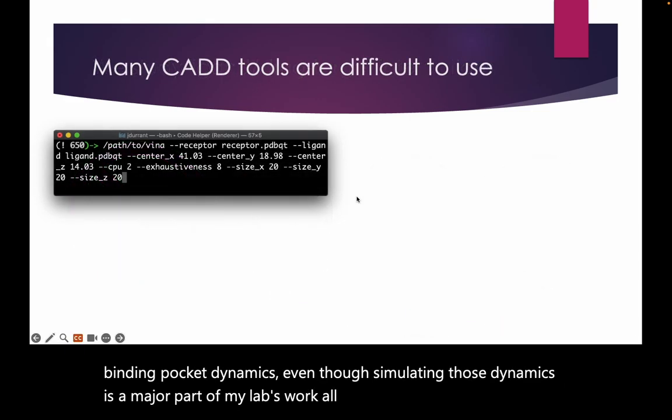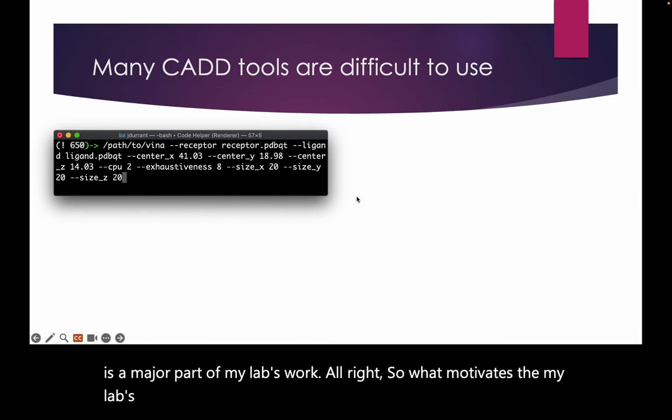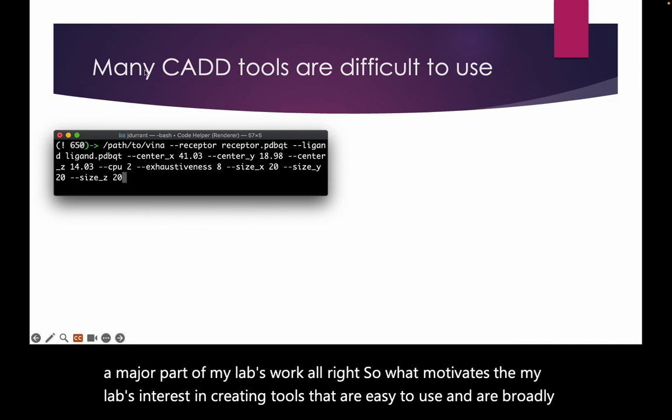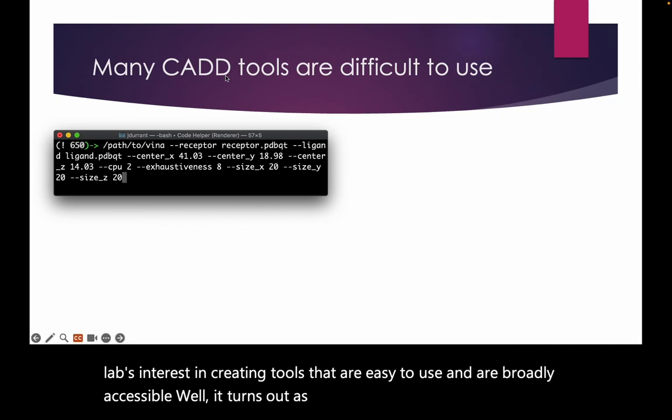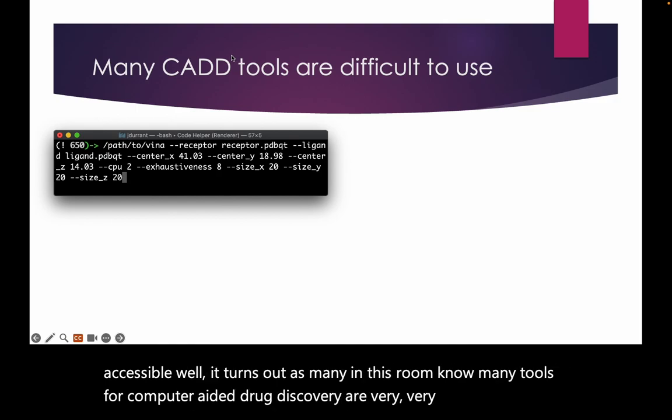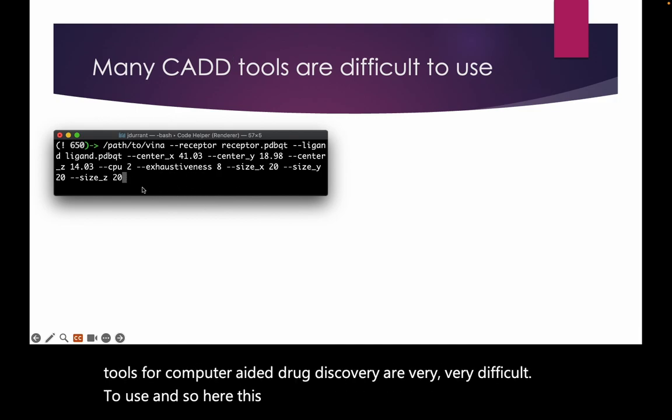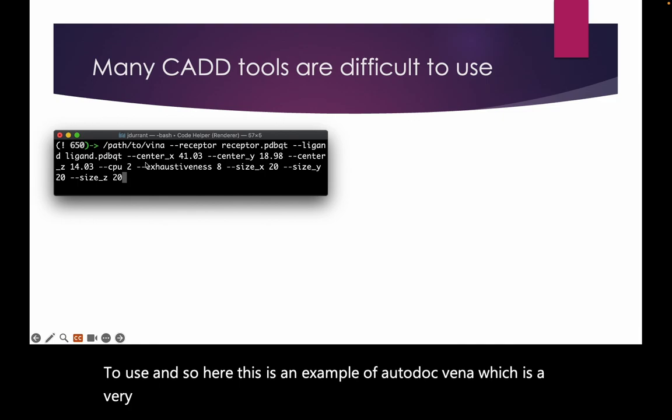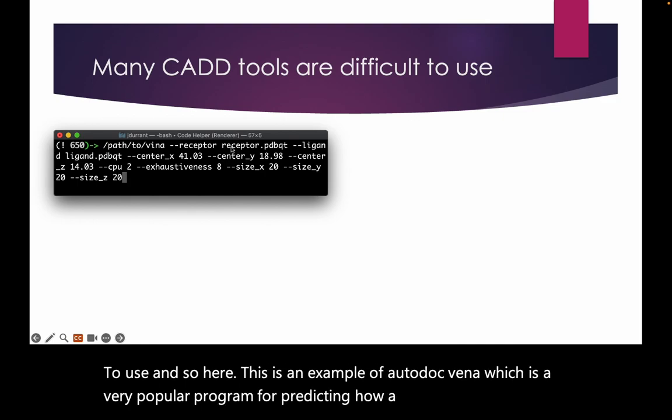All right, so what motivates my lab's interest in creating tools that are easy to use and are broadly accessible? Well, it turns out, as many in this room know, many tools for computer-aided drug discovery are very, very difficult to use. Here is an example of AutoDock Vina, which is a very popular program for predicting how a small molecule might bind to a protein.